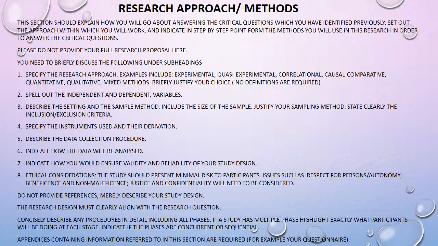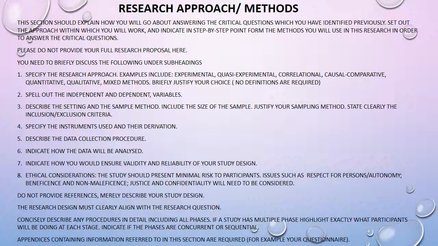Ethical considerations. The study should present minimal risk to participants. Issues such as respect for persons/autonomy, beneficence and non-maleficence, justice and confidentiality will need to be considered. Do not provide references, merely describe your study design. The research design must clearly align with the research question.